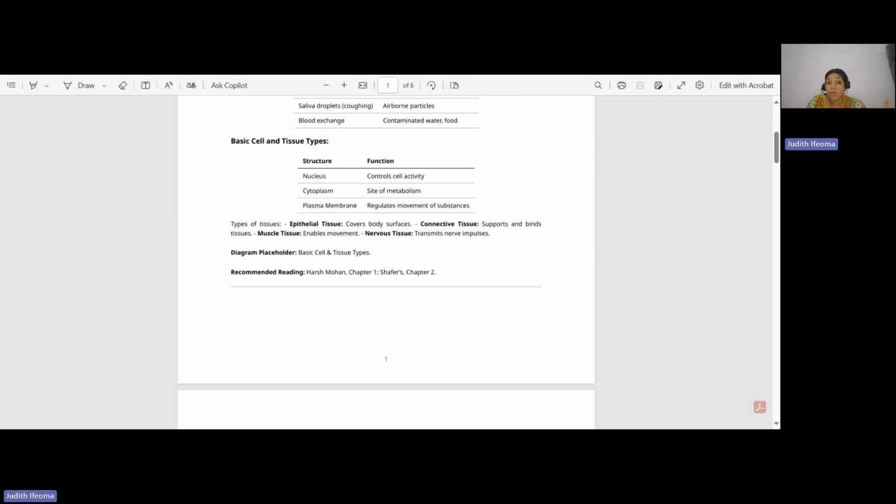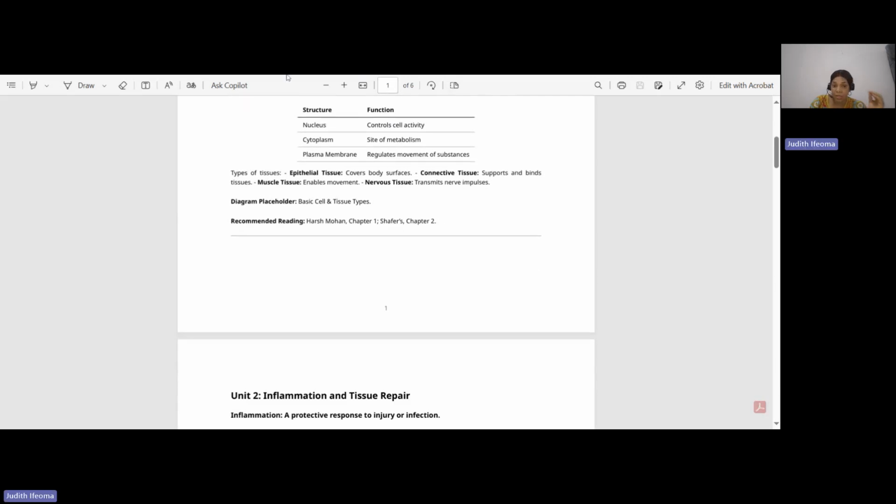So, types of tissue. Every organ is made of these. So let me go forward and be fast about it. We have the types of tissue. Every organ is made of these, like I said.